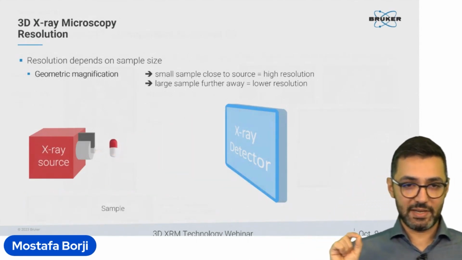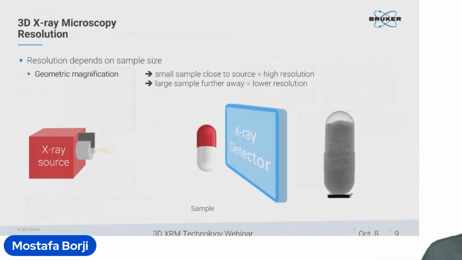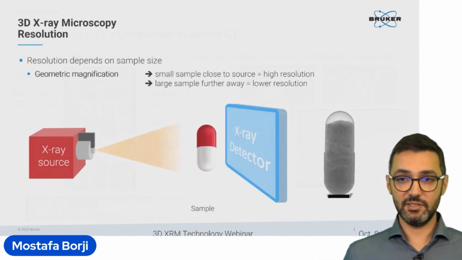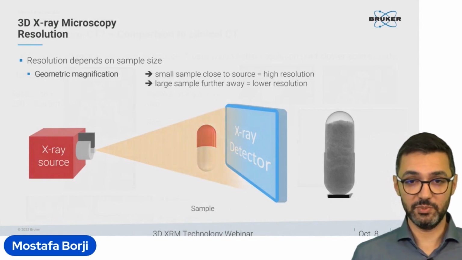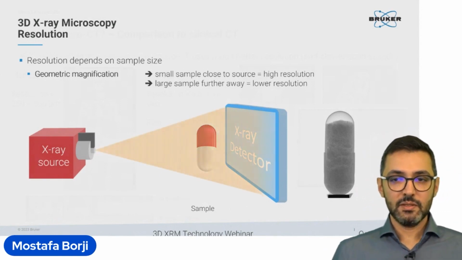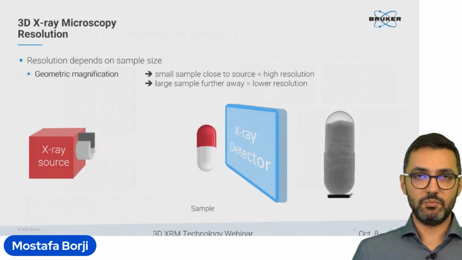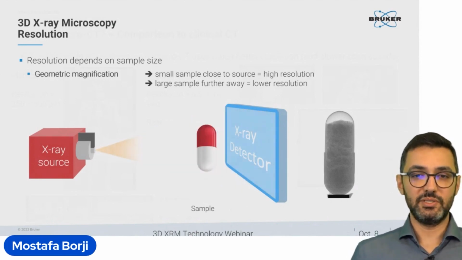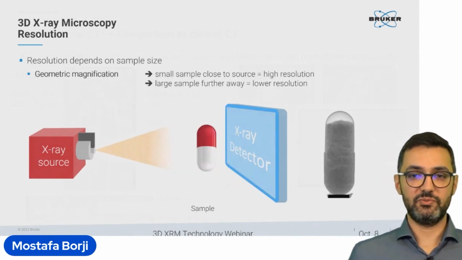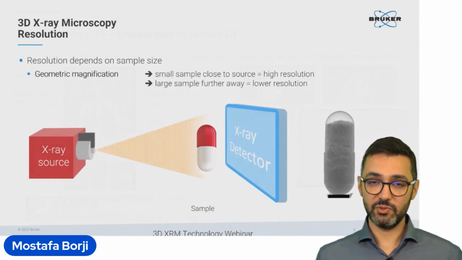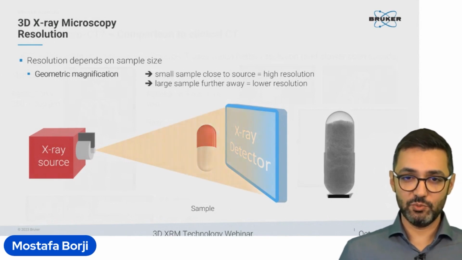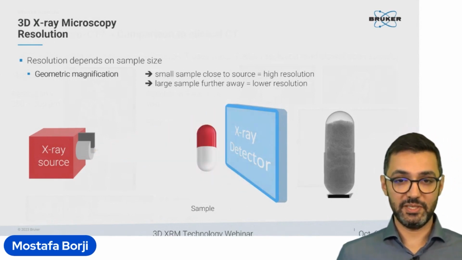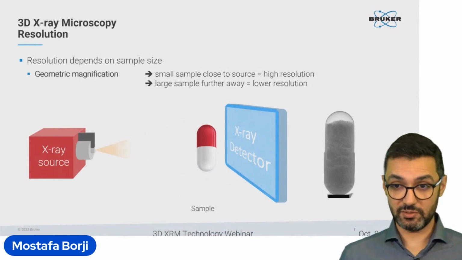For larger samples, we need to go away from the source. This gives us a larger field of view, and then naturally the resolution becomes a bit lower. So most of the time we are limited by the sample size when trying to achieve very high resolution scans. If we want higher resolution scans, we need to prepare our samples or make them smaller and then run such scans on them.